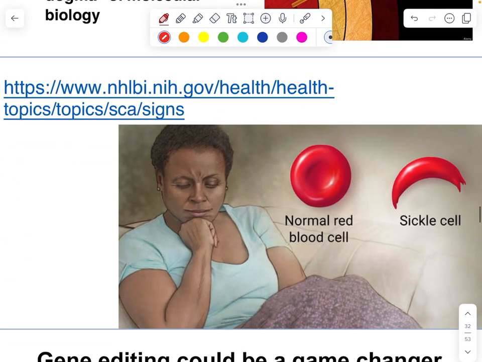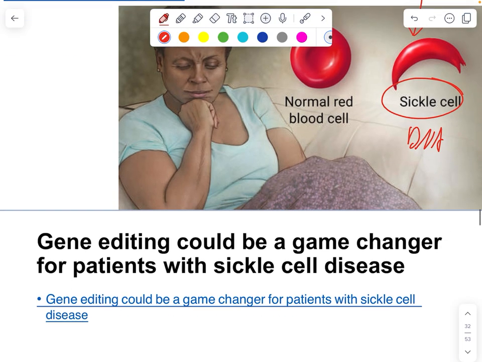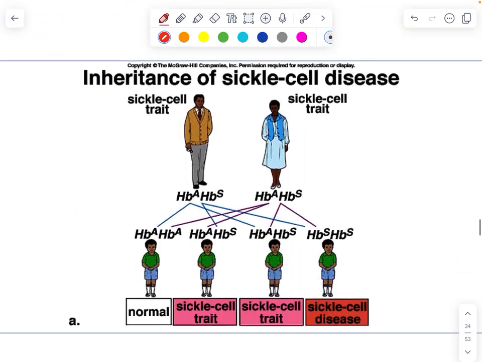Okay, and then I showed you the video about the gentleman who became a genetically modified human, GMOs, right? Genetically modified organisms. Well, they are now treating sickle cell by changing DNA in people. Gene therapy. Crazy to think about. And so this is how it could be a game changer for sickle cell disease.